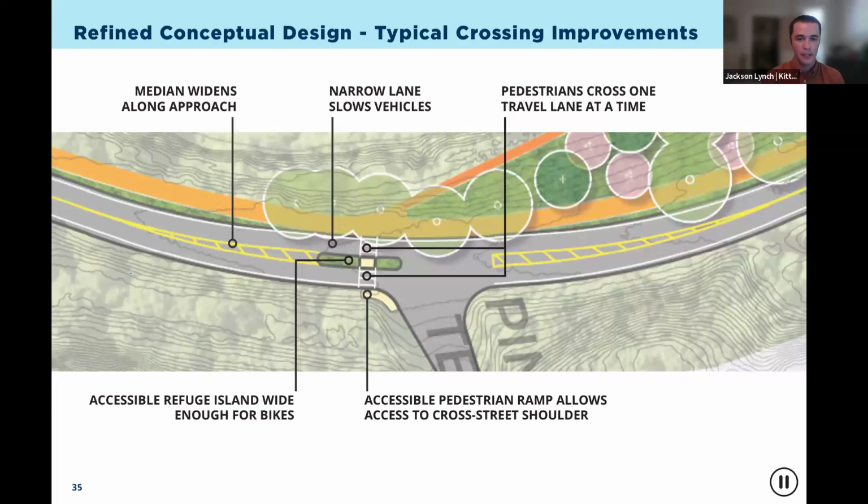So they wouldn't be eliminated. They would be narrowed down to about 2 feet. So if there was a cyclist traveling in the 3-foot shoulder, they would likely have space through the duration of that crossing as the roadway narrows. But some of these details will be worked out in the final design.